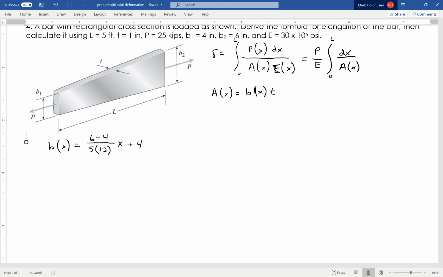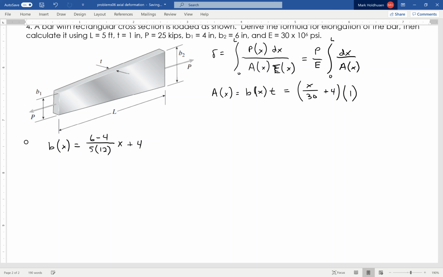So going back to my area equation up here, now I can go ahead and plug in what I know about the value b as a function of x. Simplifying things, it's going to be x over 30 plus 4, and then t is 1, as given in the problem statement. t is a value of 1 inch.